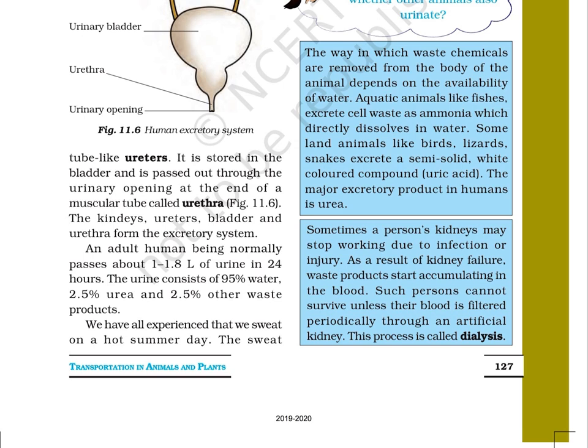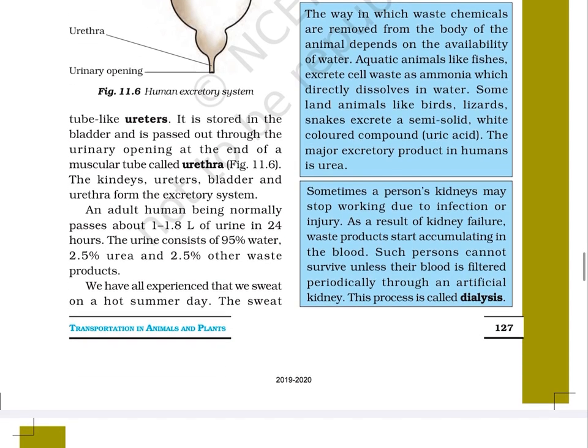Sometimes a person's kidney may stop working due to infection or injury. As a result of kidney failure, waste products start accumulating in the blood. Such persons cannot survive unless their blood is filtered periodically through an artificial kidney. This process is called dialysis.